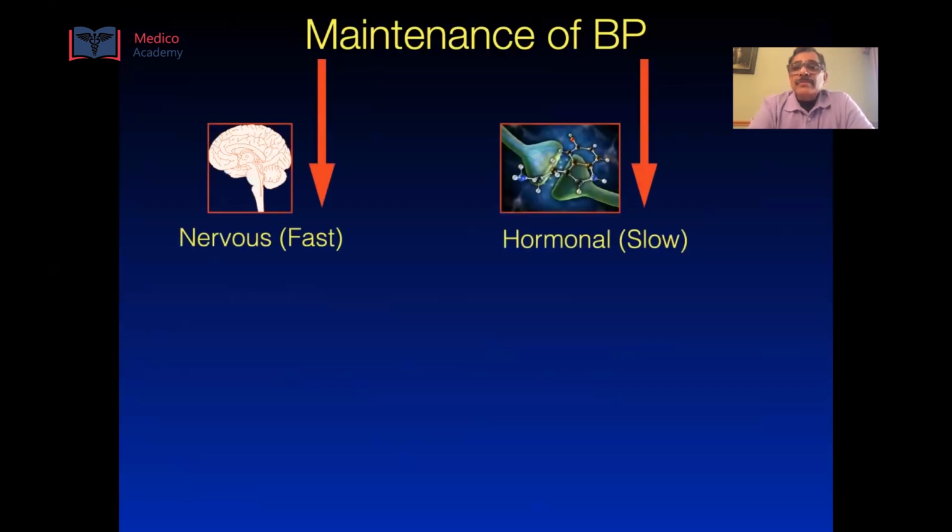And the maintenance of blood pressure is done in 2 ways, by 2 reflexes. One is through the nervous system, which is very fast. In fact, it is every beat of the heart. There are signals going to the brain through the baroreceptors.